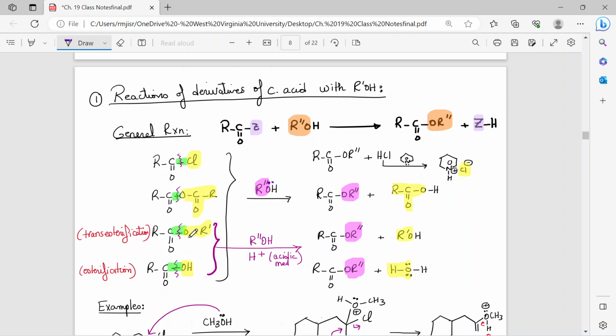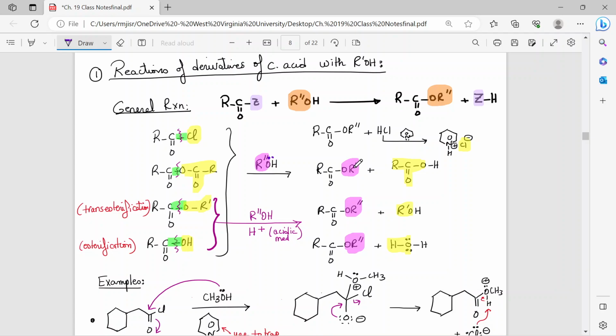Now, each of the derivatives of the carboxylic acid is going to have a leaving group. So we're going to end up having the OR of the alcohol replacing all of these leaving groups, and that is going to form an ester. So you're going to end up getting an ester as a product. We said that every time you have an alcohol as a nucleophile, then your product is going to be ester. Now the byproduct is going to differ based on what is leaving, so based on the type of the derivative of the carboxylic acid that you start with.